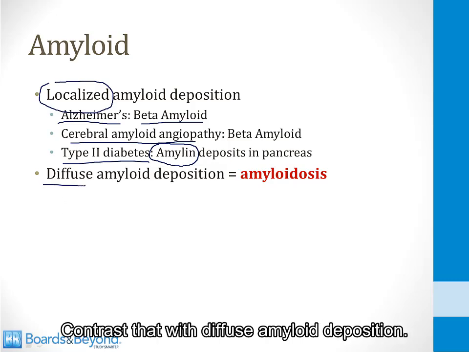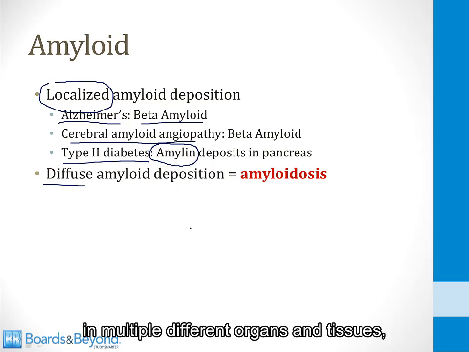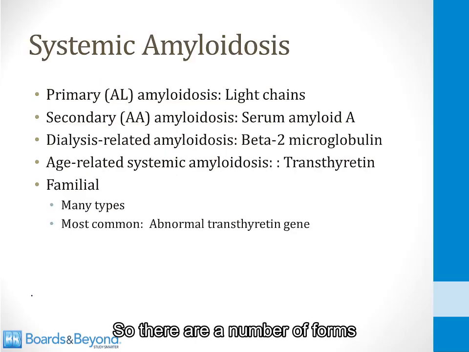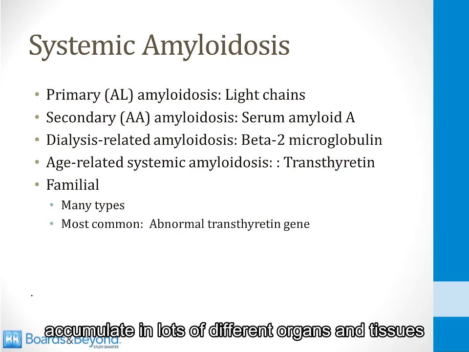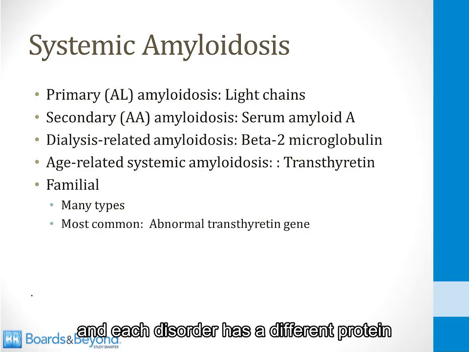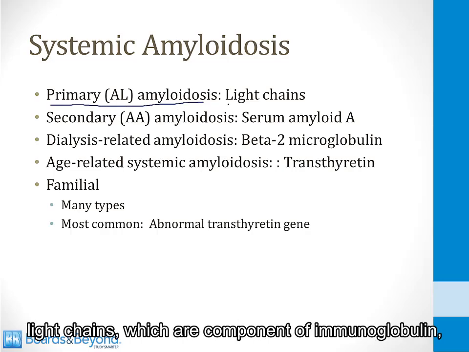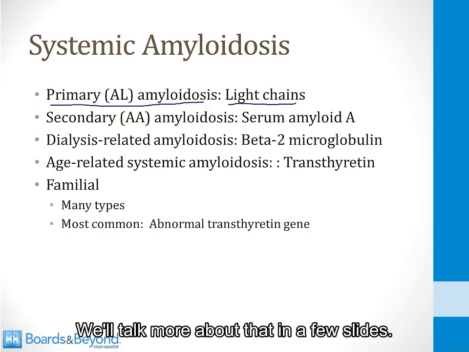Contrast that with diffuse amyloid deposition. When you have diffuse amyloid deposition in multiple different organs and tissues, that is called systemic amyloidosis. So there are a number of forms of systemic amyloidosis where amyloid proteins accumulate in lots of different organs and tissues, and each disorder has a different protein that forms the amyloid structures in the extracellular space. In primary or AL amyloidosis, light chains, which are a component of immunoglobulin, accumulate in tissues and form amyloid structures. We'll talk more about that in a few slides.